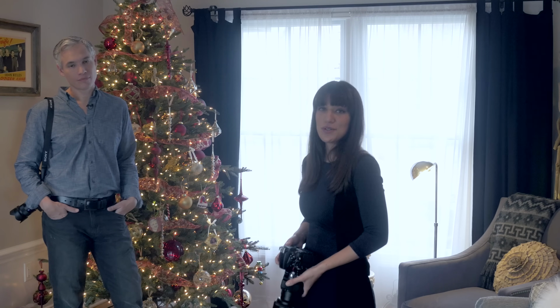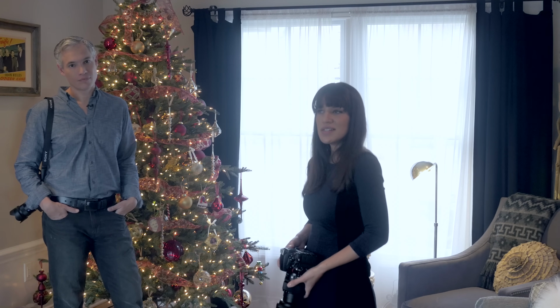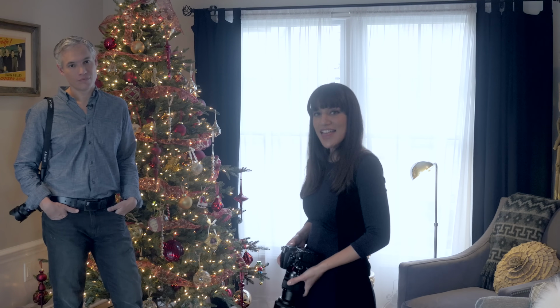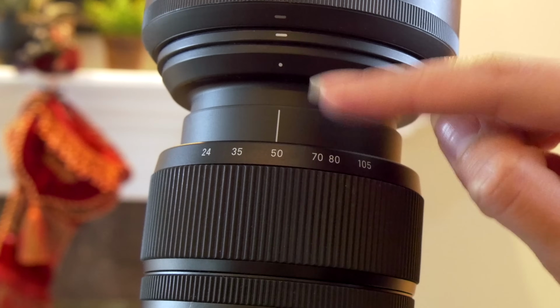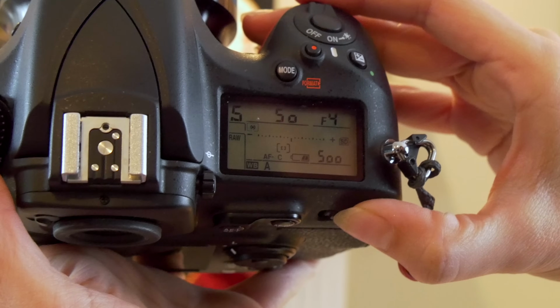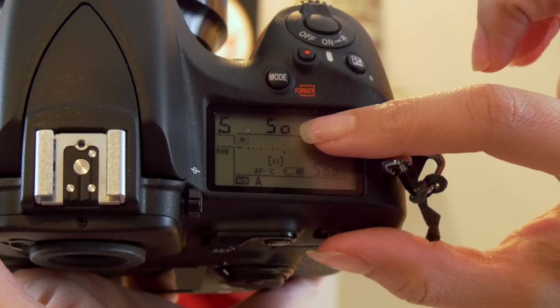The first problem is that your pictures are blurry all over with a bit of motion to them. Your problem is probably camera shake. To fix camera shake, one thing you should understand is the reciprocal rule. That's just a fancy way of saying that your shutter speed should be greater than your focal length. So if you're shooting at 50 millimeters, for example, your shutter speed should be 1/50th or greater.